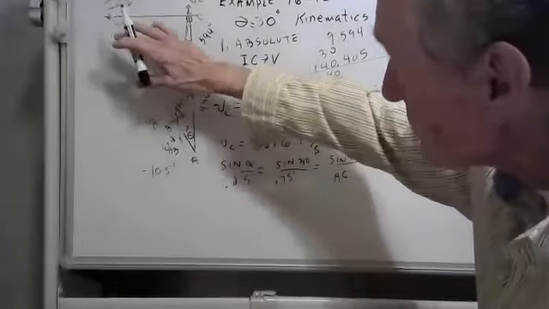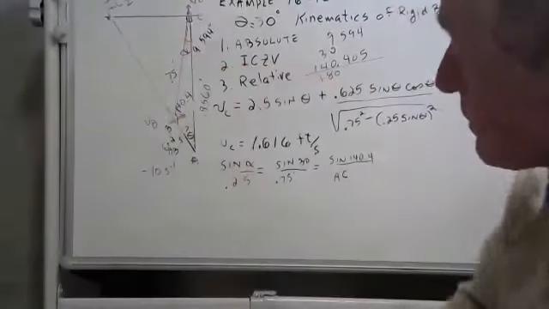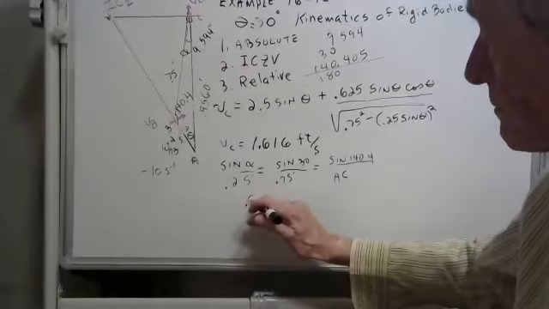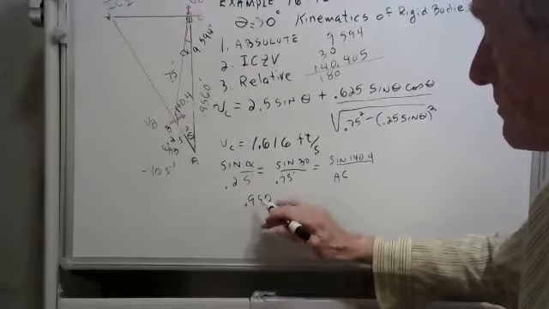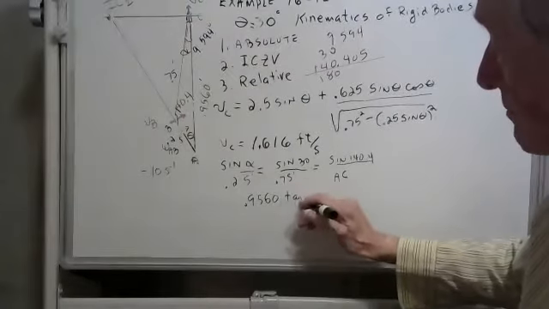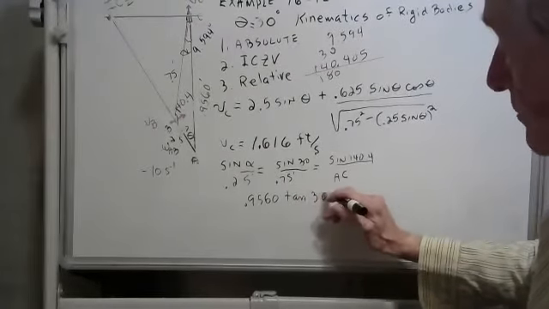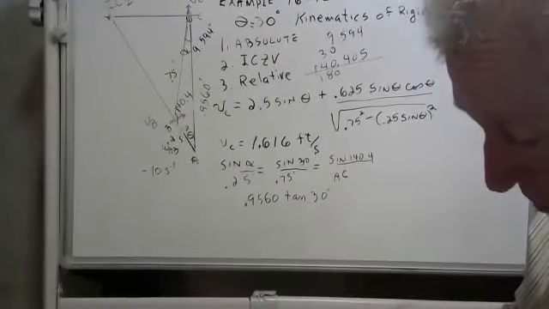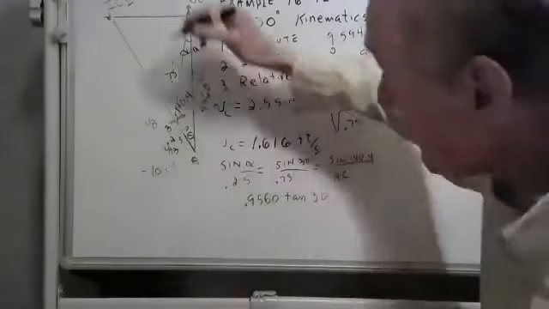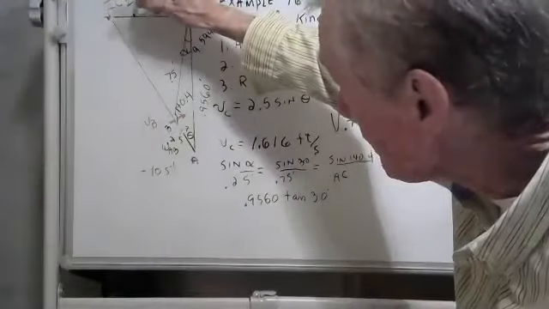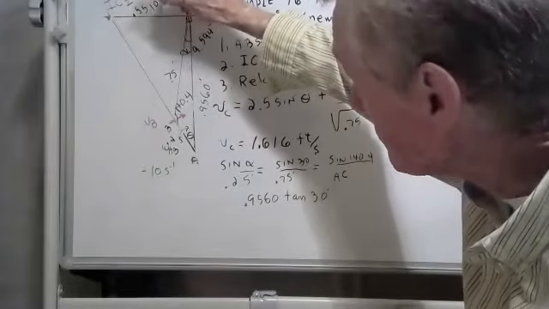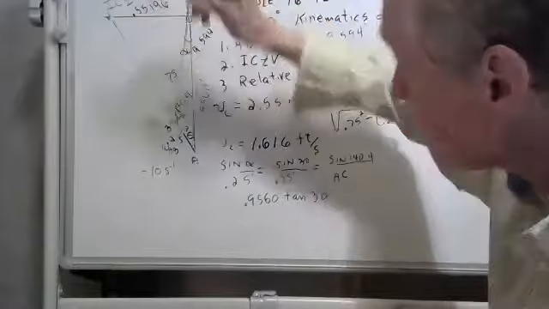Now you can get this distance here. You know what that distance there will be? It'll be 0.9560 times the tangent of 30. You guys all took trigonometry in school. So I'm going to multiply that by the tangent of 30. And I get this distance is 0.5519, bunch of numbers. That's good enough.